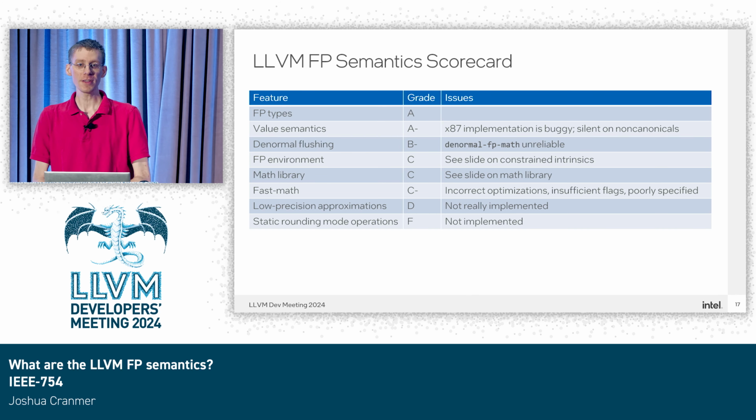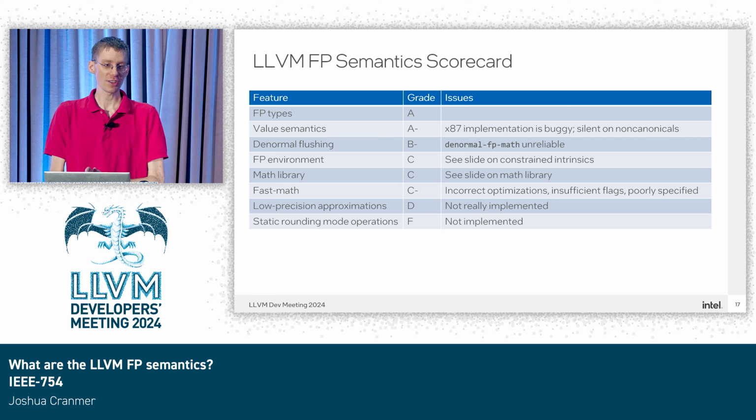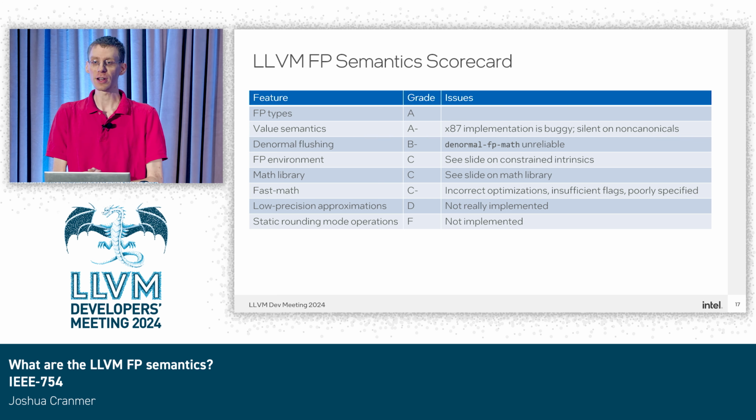Now, I'm sure you would love me to continue talking about all of the various problems we have with floating point semantics. It turns out there's not enough time in this talk to actually cover everything. But this is my scorecard of where we stand with floating point in LLVM. There are some features where we do well right now, for example, our value semantics, and there are some things that are completely absent, like we don't have any support for static rounding mode operations, and we basically have no support for low precision approximate operations. And there are things which are kind of half working, kind of half not working, like the floating point environment. And I will happily leave the slide up as people start coming up here to ask their own questions.